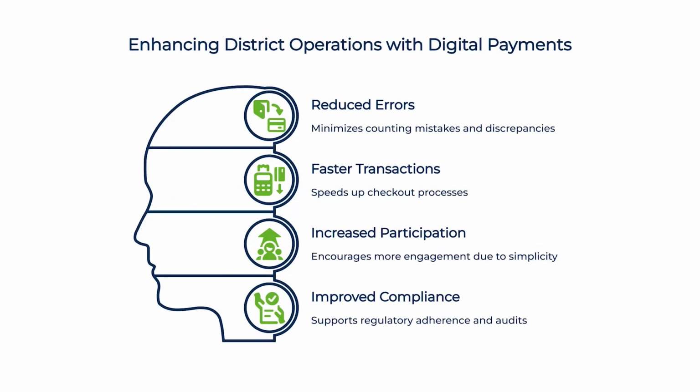District operations also improve with digital payment systems. Less cash means fewer counting errors and fewer end-of-day discrepancies. Transaction times shrink because scanning or tapping is faster than fishing out coins. Participation often ticks up when checkout is simple, and that matters for planning inventory and staffing. For districts in the National School Lunch Program, digital records support compliance, claims, and audits. That alignment yields smoother reporting and cleaner accountability.